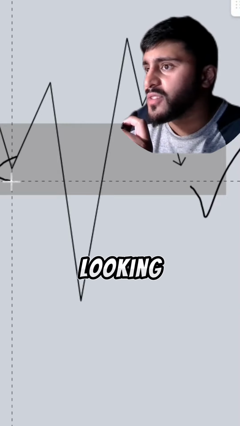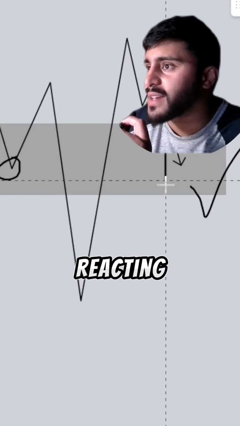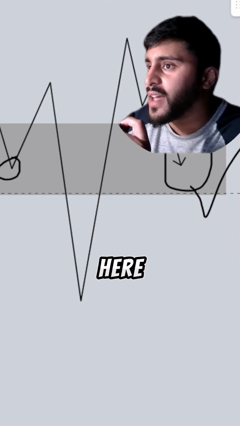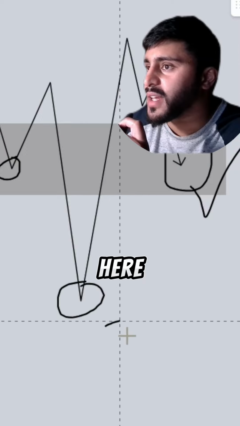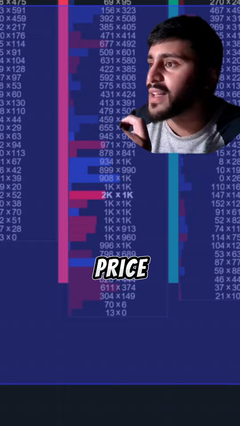The first step is I'm looking for the interaction zone. So I want to see price reacting here and I want to see price reacting here, especially over here. So this is area 1, this is area 2, and this here is going to be area 3. So I want to see how price reacts at this area.